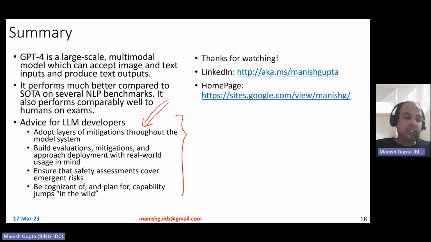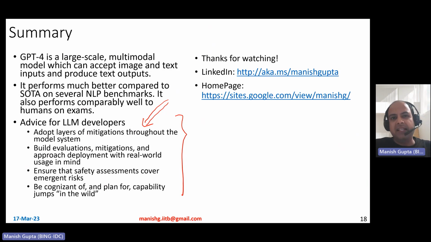It's very important to use them in the right manner. While using these kinds of models, it's important to adopt layers of mitigations throughout the model system. So at several places, you have to have mitigations in place for various kinds of safety concerns that may come up. In fact, I did not talk about other safety concerns, like for example, jailbreaks. Lots of people basically prompt GPT models by saying, "Hey, act like an anti-GPT model," and so on, right? So there need to be ways of avoiding such jailbreaks as well, detecting them early.